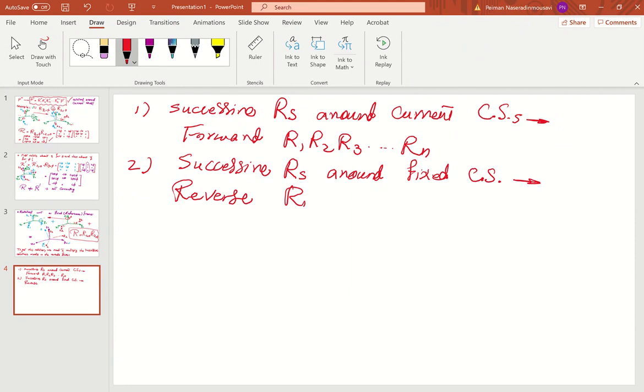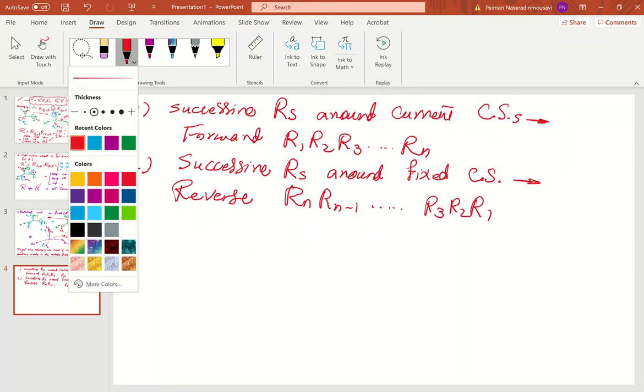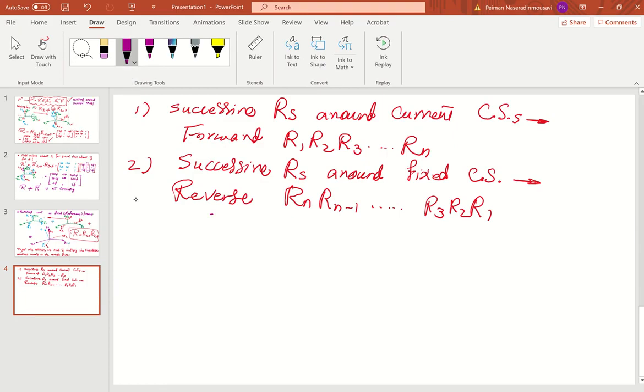You have to say Rn multiplied by Rn minus 1, down to R3, R2 and R1. This is the only major difference between these two types of rotations. So look at here. You have to just look at here.